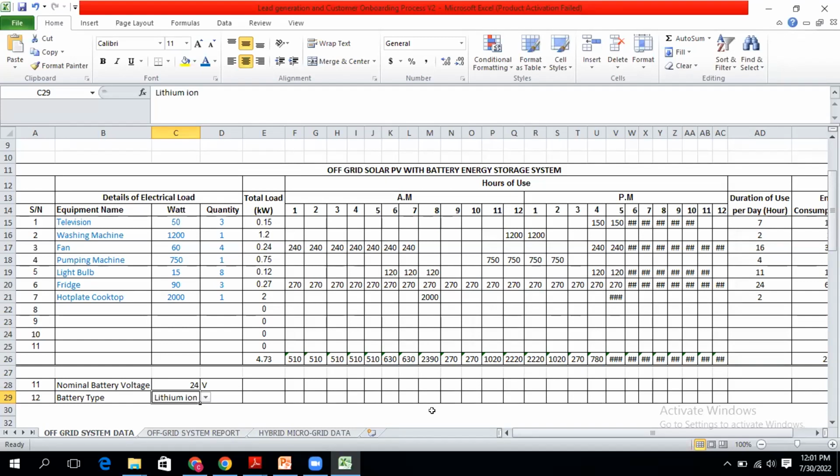Please, how much should a 200 ampere lithium ion battery be? It depends on the manufacturer. All right, you said a 200 amp lithium ion battery of how many volts? 12 volts. Off the top of my head, the one I will really recommend is Pylontech.